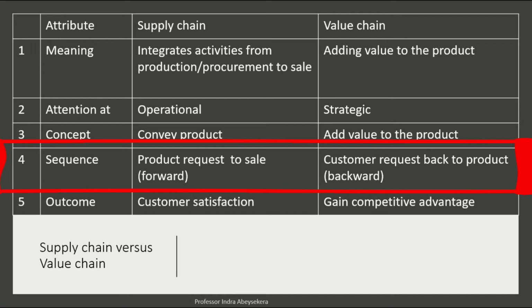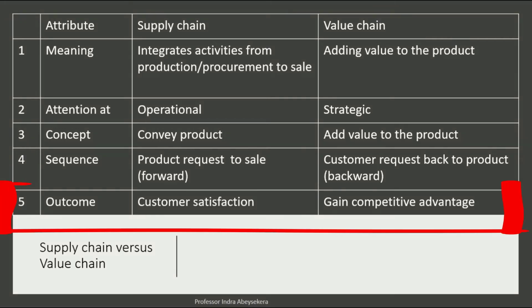So it's a forward chain, whereas the value chain is about inquiring into the customer requests and then going back to the product to meet those customer needs. So it's a backward chain. Outcome on the supply chain is customer satisfaction, and on the value chain is about gaining competitive advantage.